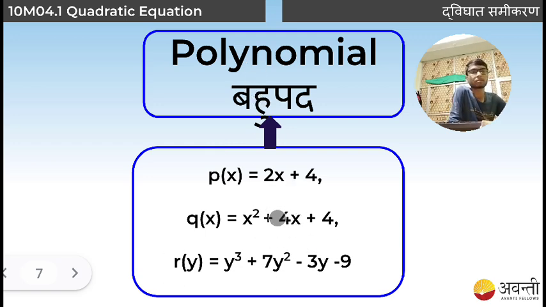Here you can see there are two terms in this one. In this there are three terms: 1, 2, 3, including operators. In this we have four terms: 1, 2, 3, 4. So this whole minus 9 is one term, and this whole minus 3y is one term. This plus 7y square is one term, and this y cubed is one whole term. Clear?